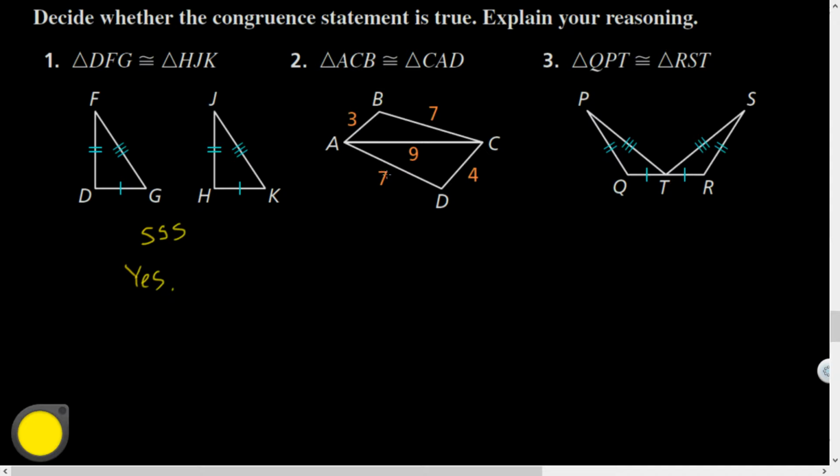Okay, I've got a 7 corresponds with a 7. Those are congruent. I've got 9 congruent to itself. Oh, no go. No, because there's no such thing as side, side, angle. The third side was not congruent. It just doesn't work. All right, how about this one?